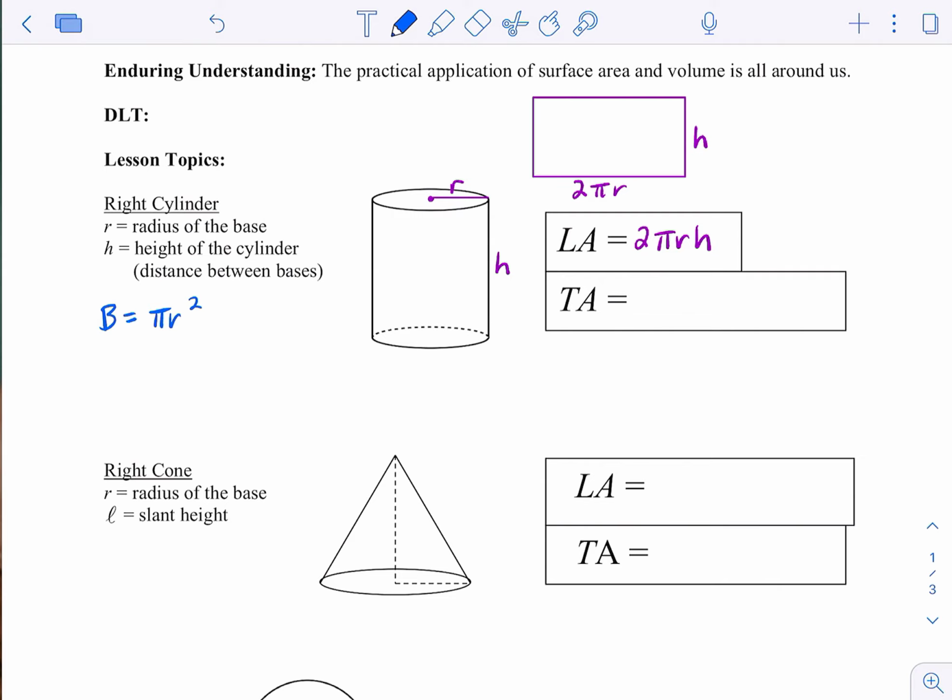How many bases do we have? We have 2 of them. And so that makes our TA, which means total area, or the same as surface area. I go back and forth between those. It is going to be our lateral area, 2 pi r h, plus we have 2 circles, so 2 times pi r squared. So our total area of a right cylinder is 2 pi r h plus 2 pi r squared. Alrighty, so that's the cylinder.